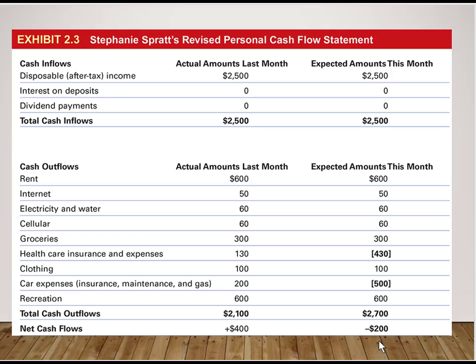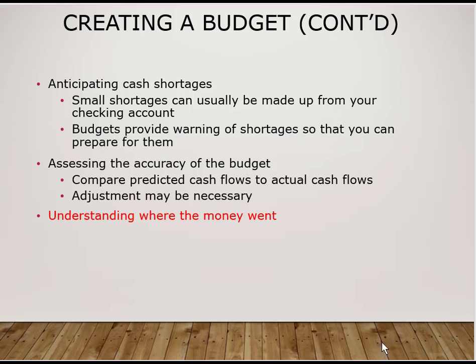Again, this is the process. Let's identify where we think we're going to go so we can make plans. We don't want to get to the end of the month and find out that this $200 is a problem, right? Where are we going to find that money? Small shortages we can usually make up from things in your checking account maybe, but long-term things are going to be much more difficult to handle, right?